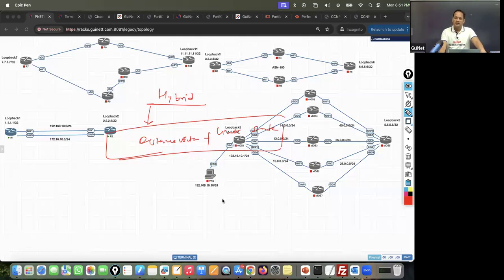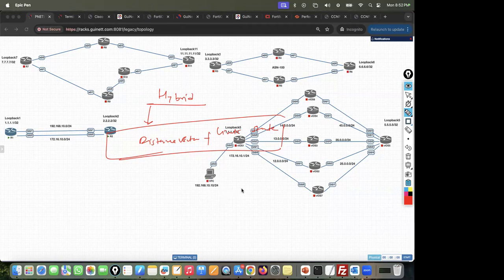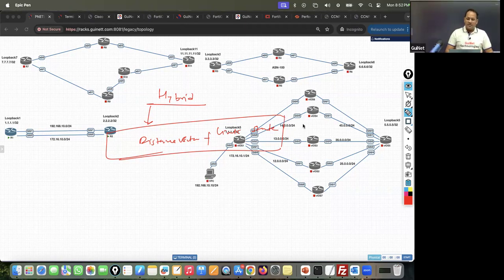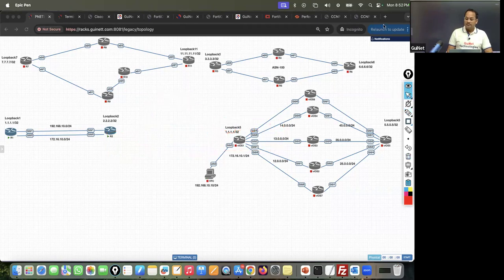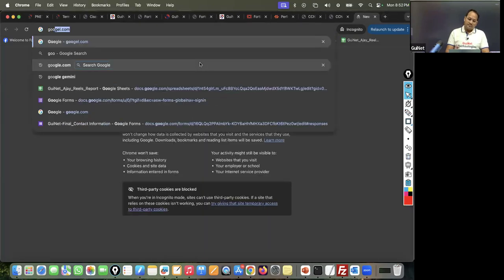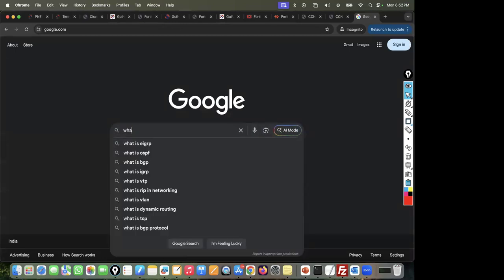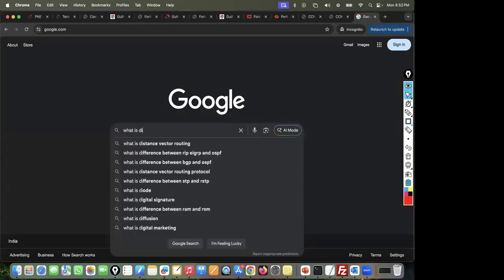What is the meaning of the link state? I'll explain. But what is the meaning of distance vector? Anyone have any idea what is the meaning of distance vector? It counts the hops. How far is your destination? If I want to understand it in layman's language, how can I understand what is distance vector? It counts the number of devices, how far your destination is, like RIP.